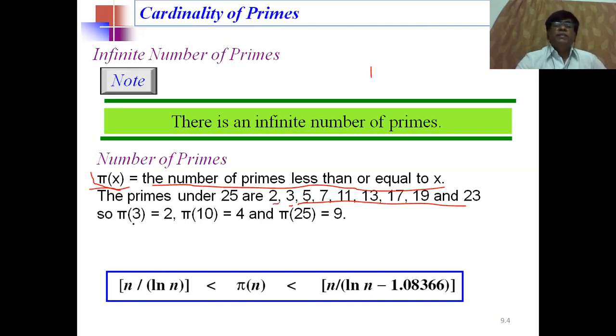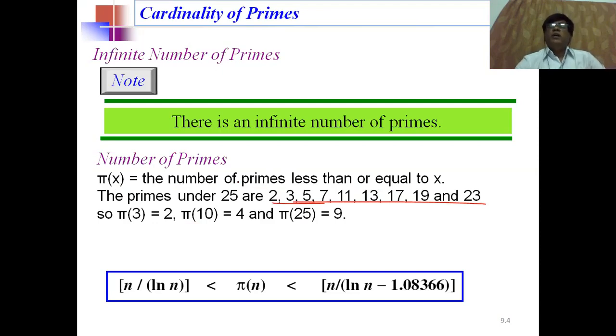So what is pi of 3? How many primes are under 3? There are 2 primes. How many primes under 10? There are 4 primes. Under 25, there are 9. Like that, the number of primes is called the cardinality of the primes.